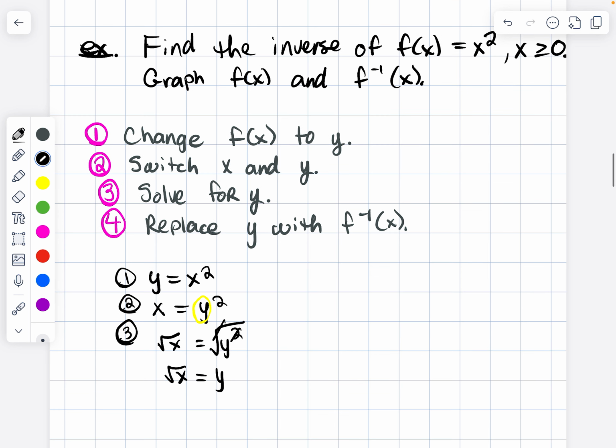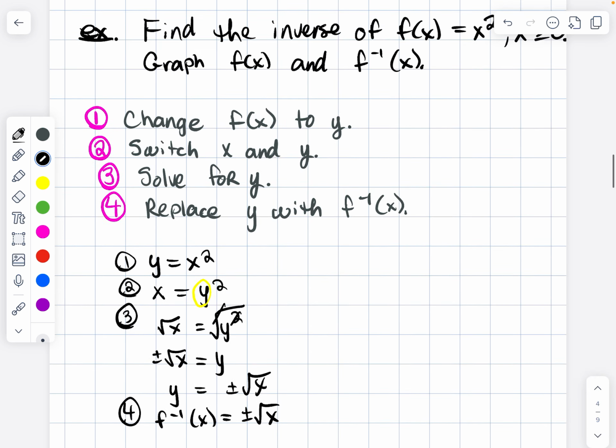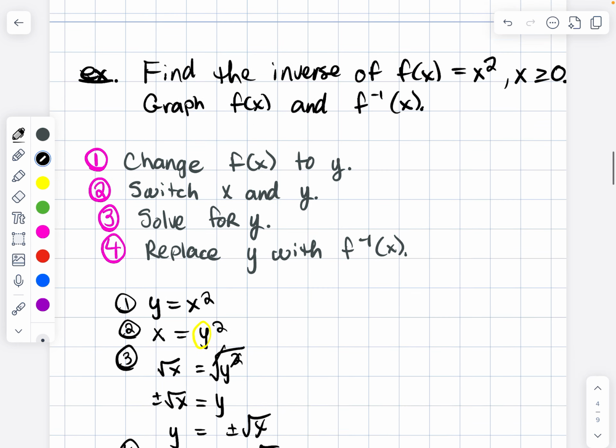And I'm sorry, we took the square root, so that's actually plus or minus. So when we take it, this is plus or minus. Or we just say y is equal to plus or minus the square root of x. Remember that this is the third step, but our final step is to replace y with f inverse of x. So f inverse of x is equal to plus or minus the square root of x. Okay, so from here, what we're going to do, we want to graph it, right?